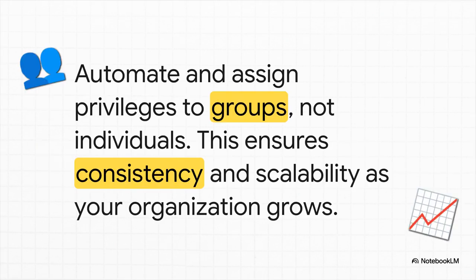Now listen up, because here is a pro tip that will save our data engineer from a world of pain. When you start scaling to hundreds or thousands of users, trust me, managing permissions one person at a time is a one-way ticket to chaos. The absolute best practice is to always assign privileges to groups, never to individual users. New data analyst joins a company, just add them to the analysts group and they get everything they need. It is the only sane way to keep things consistent and scalable.